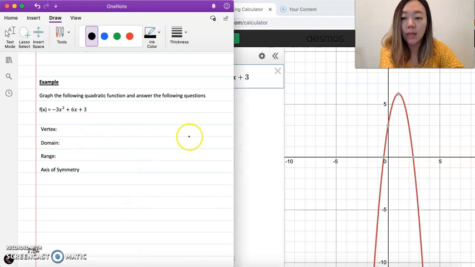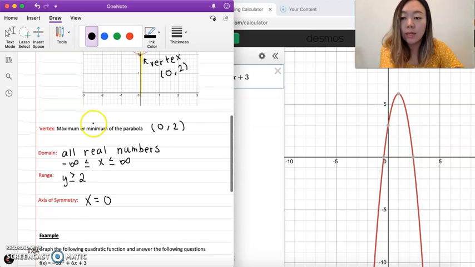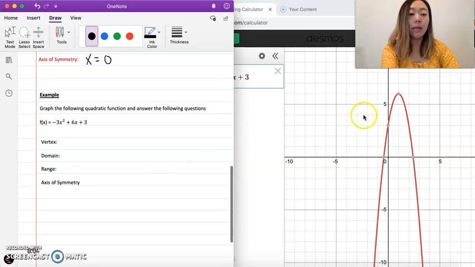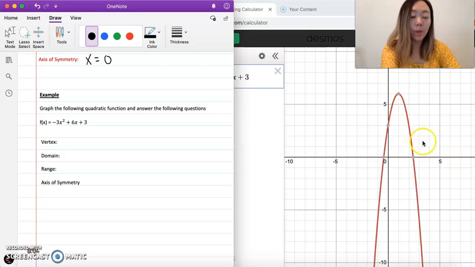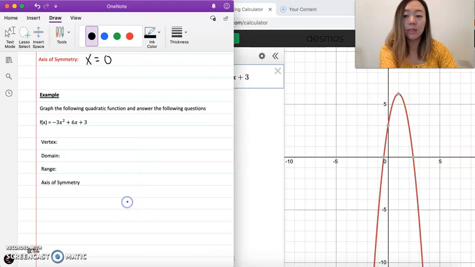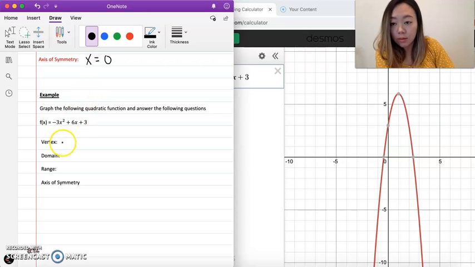First one is vertex. Remember, vertex is the maximum or the minimum of the parabola, the highest or the lowest point. In this case, because your graph goes down forever, we don't have a lowest point, but we do have the highest point. The highest point is right here, and this is at 1, 6. So our vertex is 1, 6.